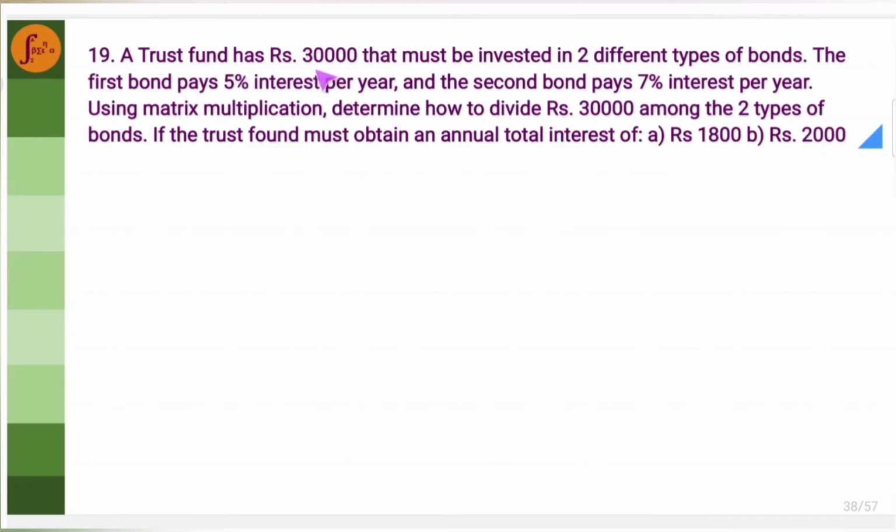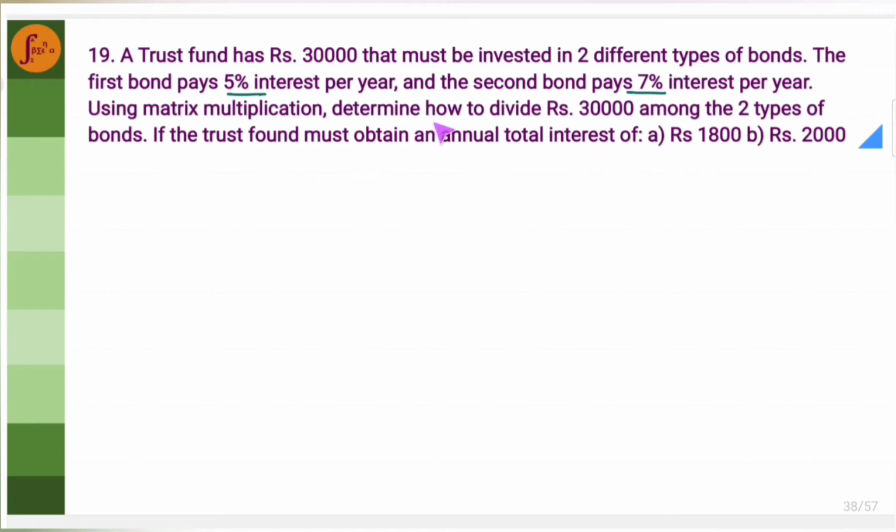So there is 30,000 rupees, which is the total investment. And this 30,000 rupees has to be invested in two bonds, first bond and second bond. Say X and Y are the two bonds, right? So 30,000 is invested in both these bonds. The first bond gives an interest of 5% per year. The second bond gives an interest of 7% per year.